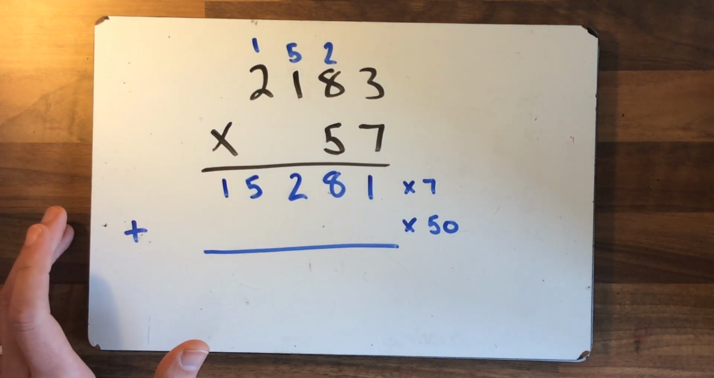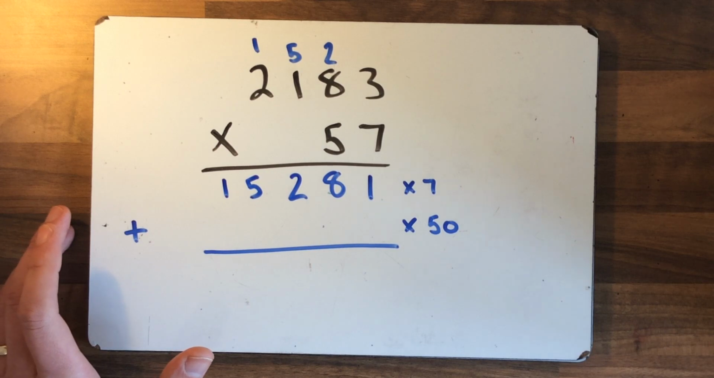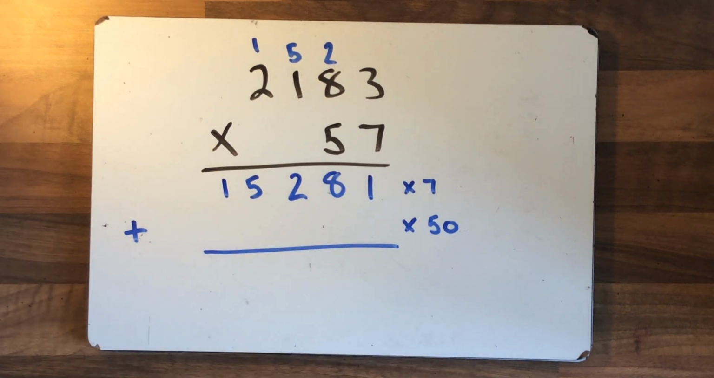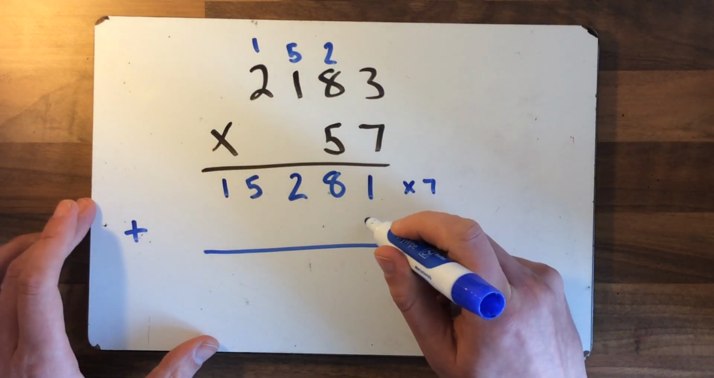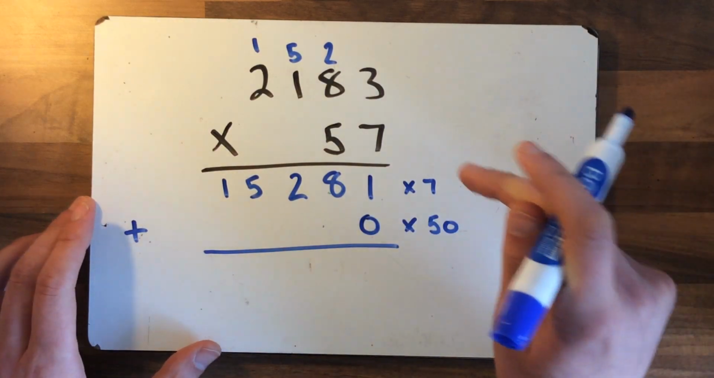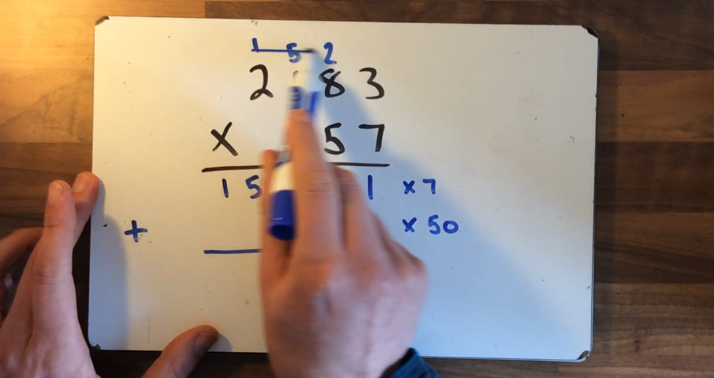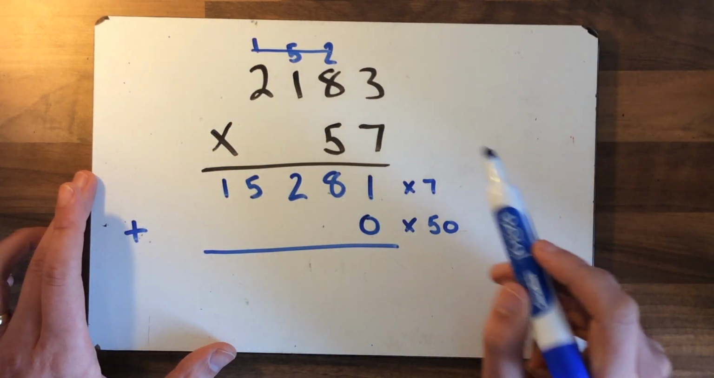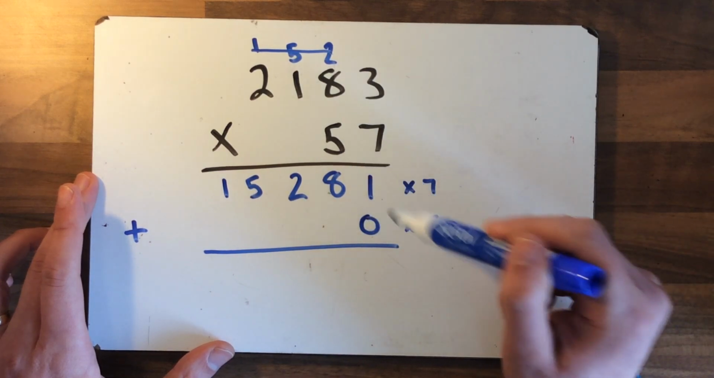So you can see there what we've done. We have multiplied 2,183 and we've times it by 7. Now, because we partitioned the 57, we need to then times it by the 50, don't we? So, just like the previous one, we're adding that 0 in there. We've used these so we can cross them out. Now, we've put that 0 in there because we're multiplying by 50, aren't we?